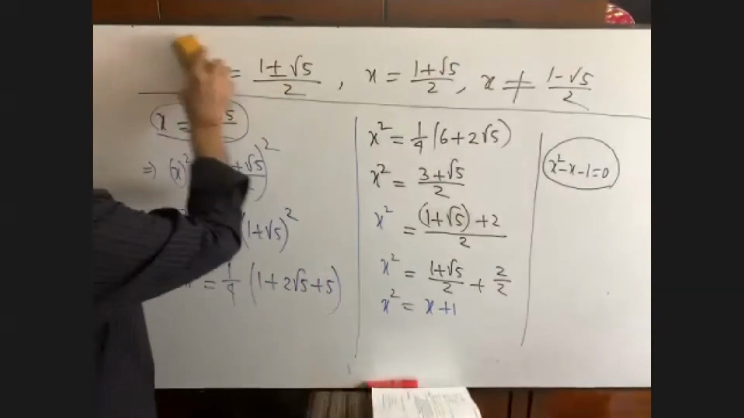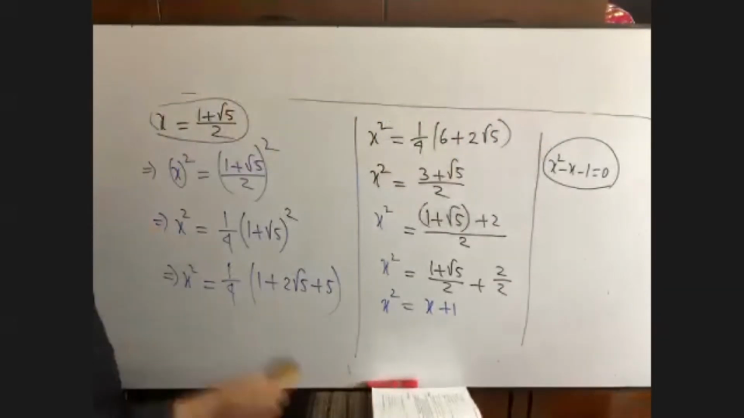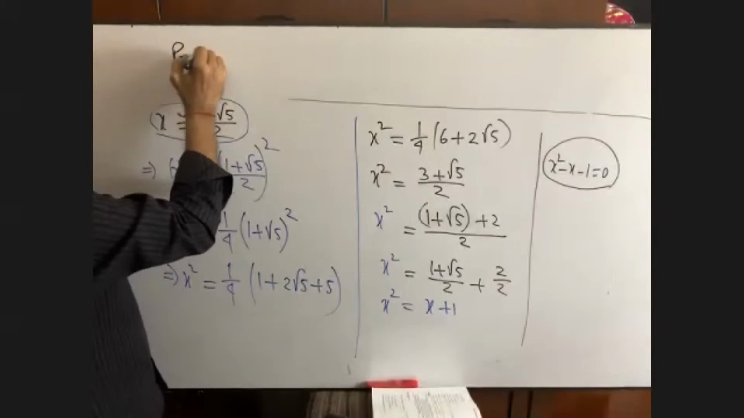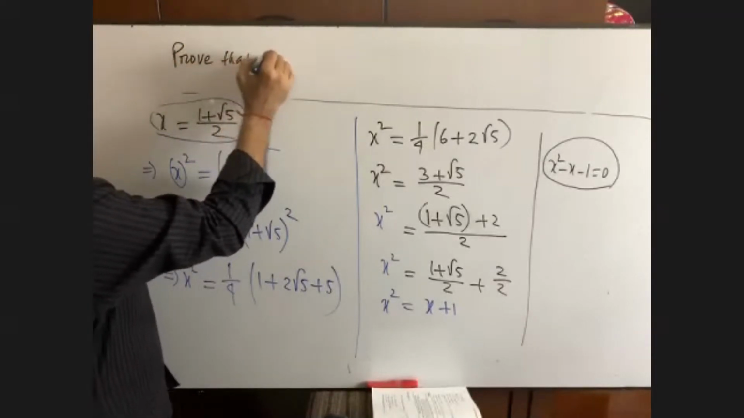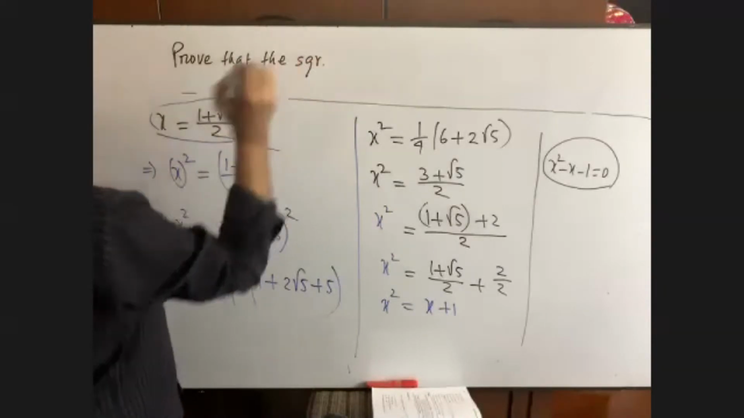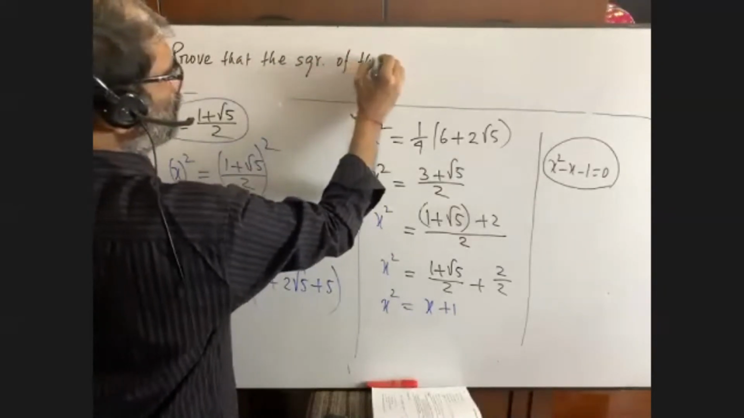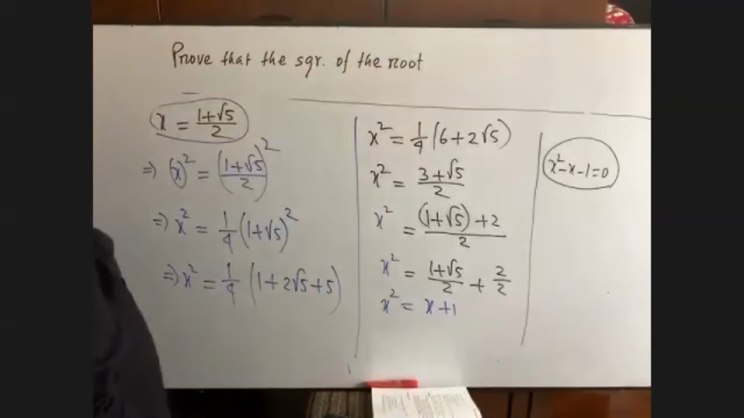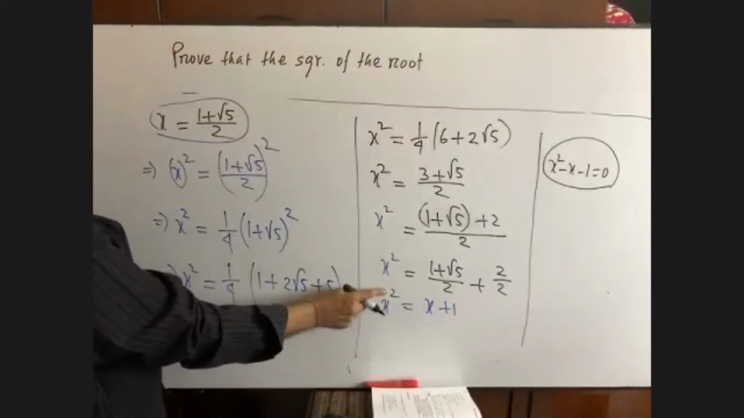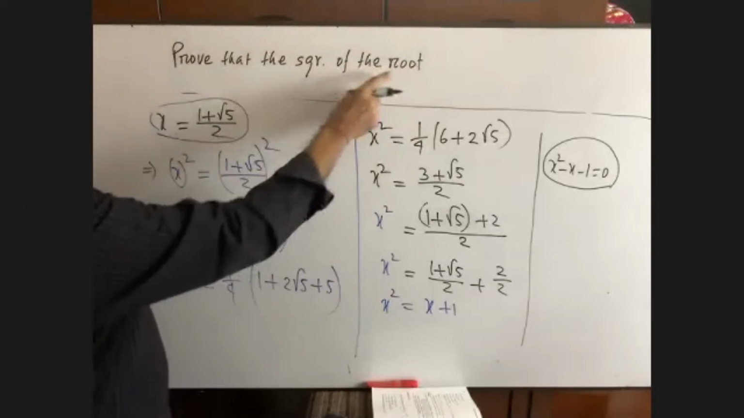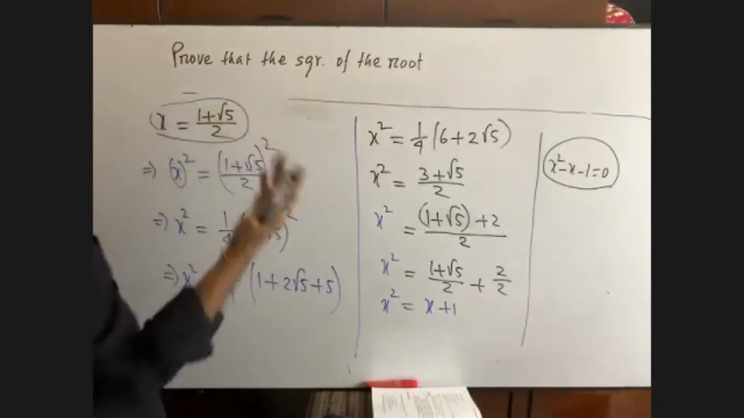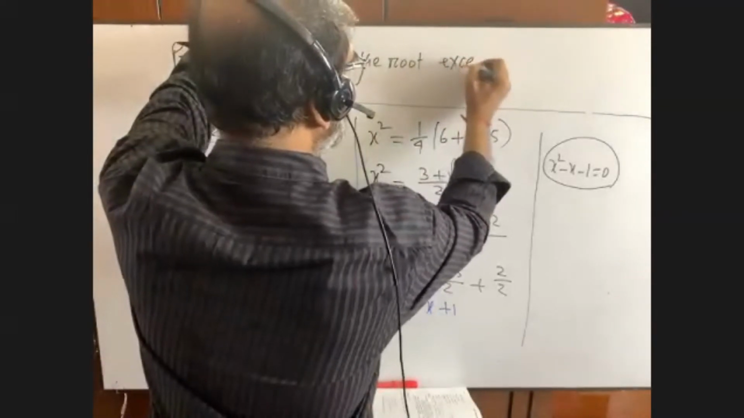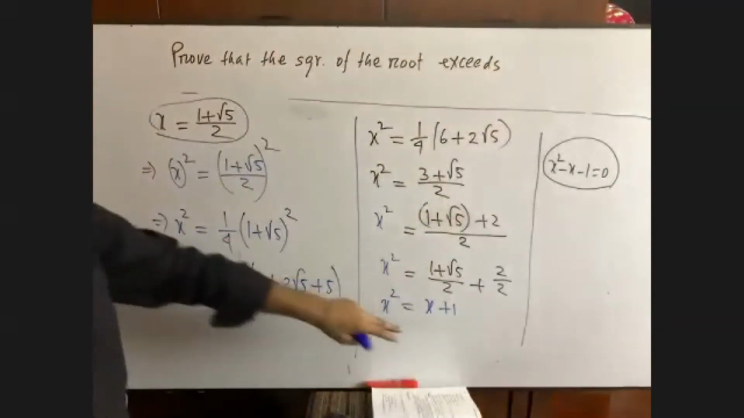in the exam, what you will be given to prove. You see, write down, prove that the square of the root. What is the root? Root is x, its square is x square, right? Root doesn't mean this root; root means solution. The square of the root exceeds it by 1.